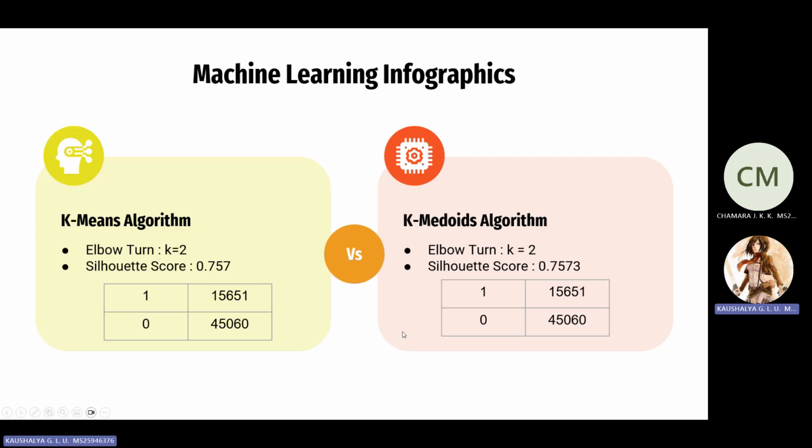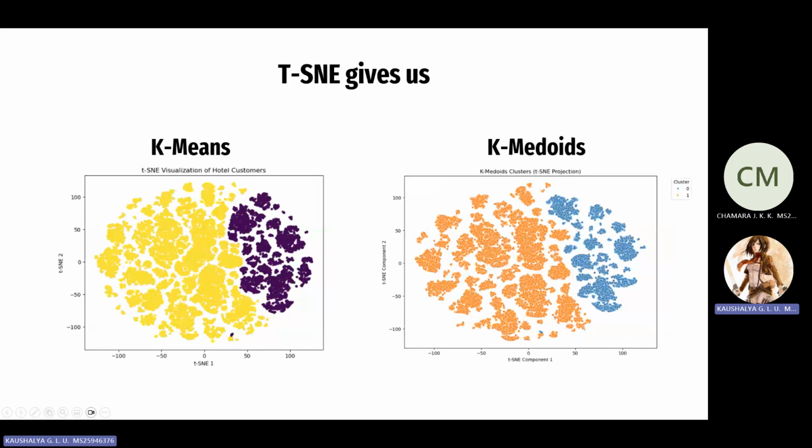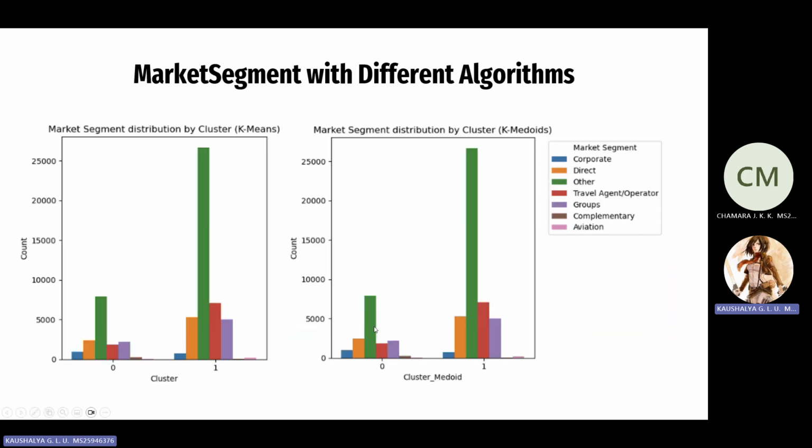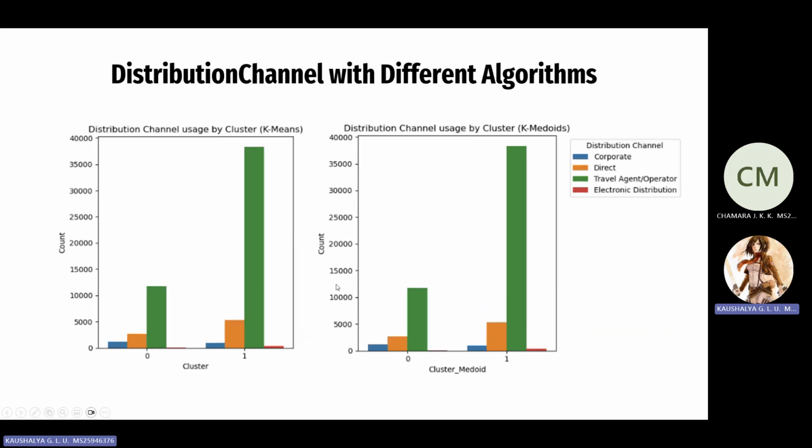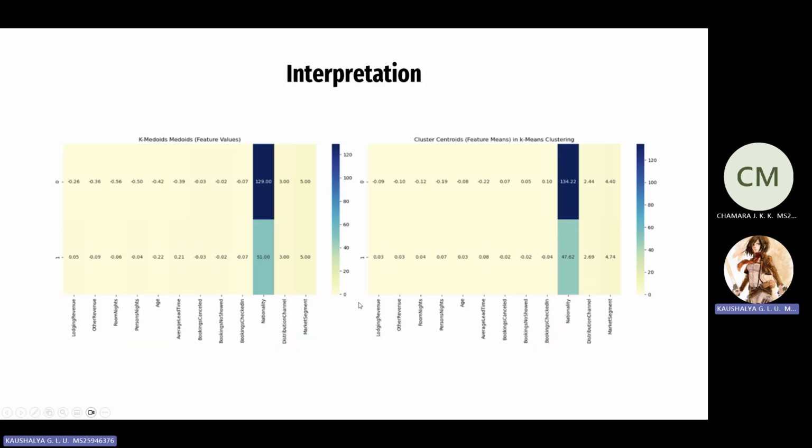Looking into the t-SNE visualization for both algorithms, we can see that k-means and k-medoids identify the clusters in the same manner with clear separation. Below is how market segment and distribution channel show in different clusters for both algorithms. The interpretation of medoids and centroids is shown in a heat map here.